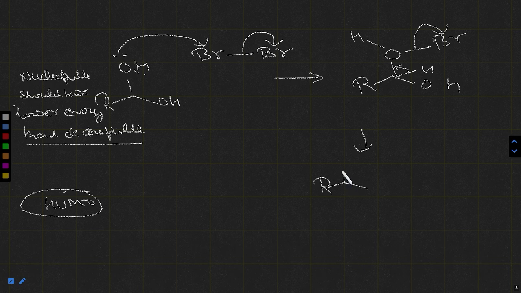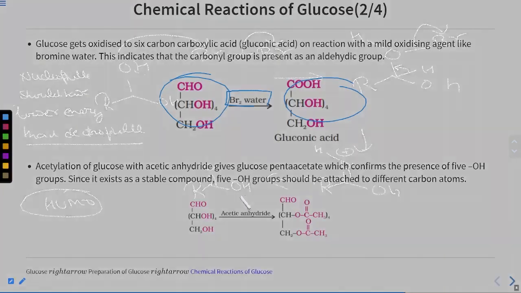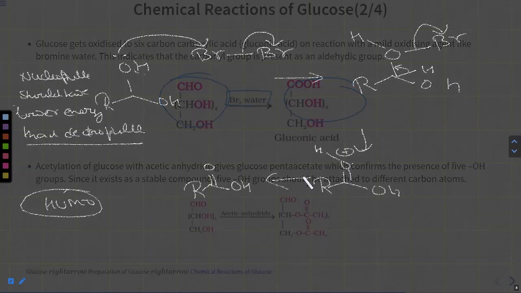That would result in OH positive. Br, sorry, double bond OH. Now it will be deprotonated, and we will get a carboxylic acid. So this is the mechanism that we will follow.